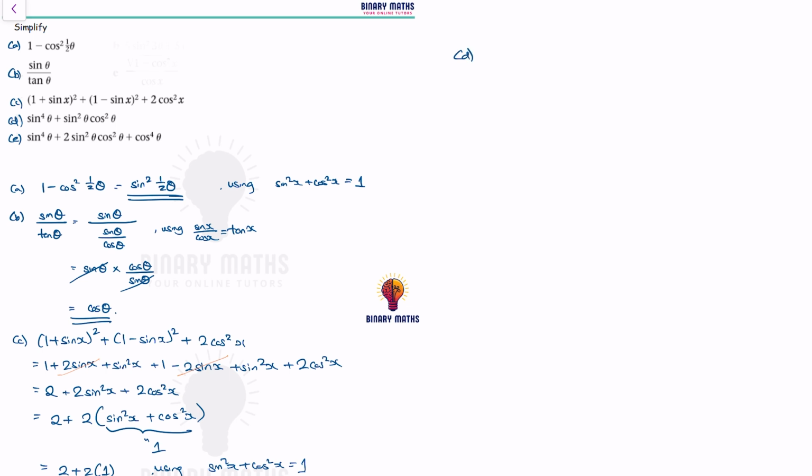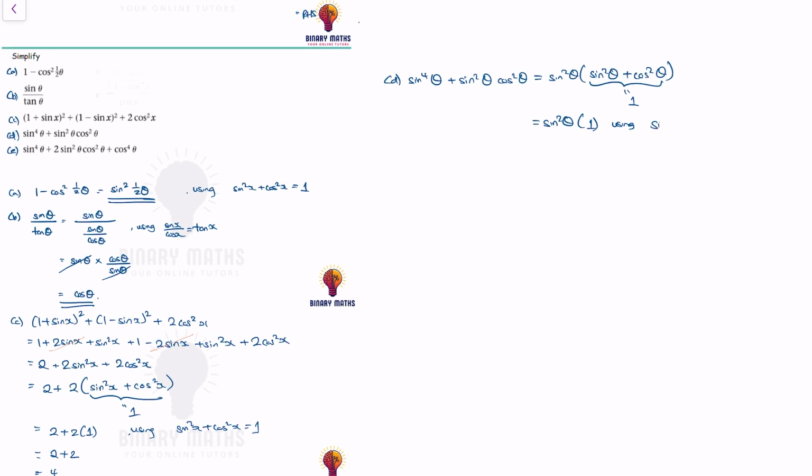Let's do D now. I've got sine to the power of 4 theta plus sine squared theta times cos squared theta. If I factorize out the sine squared theta, I get sine squared theta times sine squared theta plus cos squared theta, which I know is just 1. Everything inside the bracket is equal to 1. So which is equal to sine squared theta times 1, using sine squared theta plus cos squared theta is equal to 1, which is just sine squared theta.